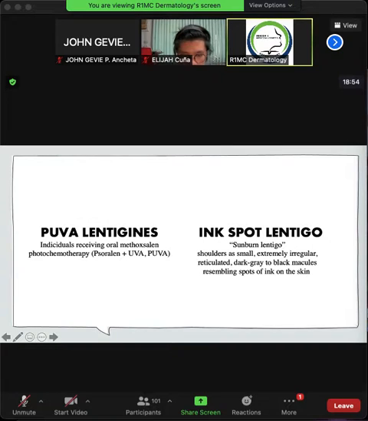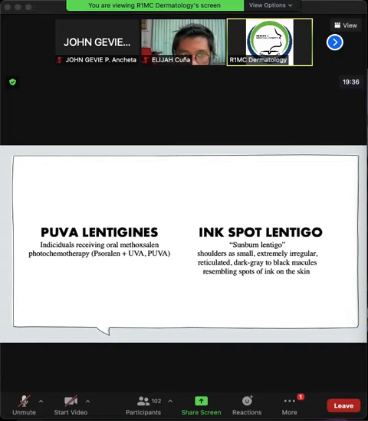So next is your PUVA lentigo, from treatment with psoralen plus ultraviolet A, given in patients with psoriasis, mycosis fungoides, etc. So these individuals usually receive oral methoxsalen photochemotherapy, and patients develop lesions occurring at sites that are normally protected from the sunlight due to high dose single exposure.